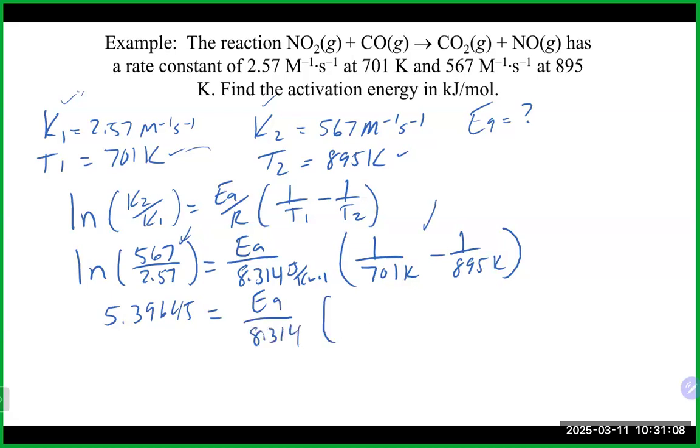I'm going to clean up what we have in there. I'm going to take 1 divided by 701 minus 1 divided by 895, and that gets me something like 3.092 times 10 to the minus 4. I'm going to multiply that to the other side, and then I'm going to divide that other term. So that gets divided, not multiplied.